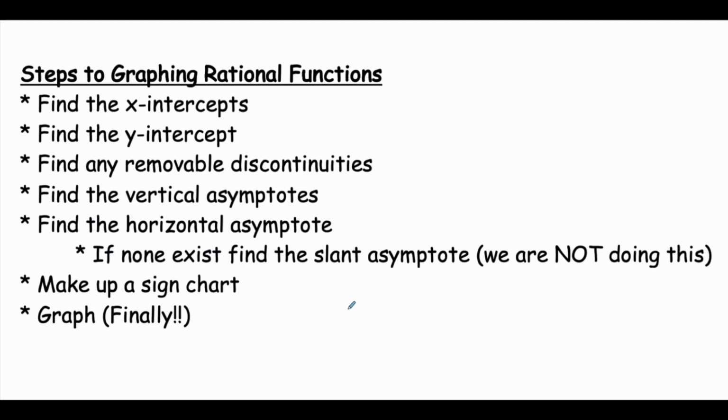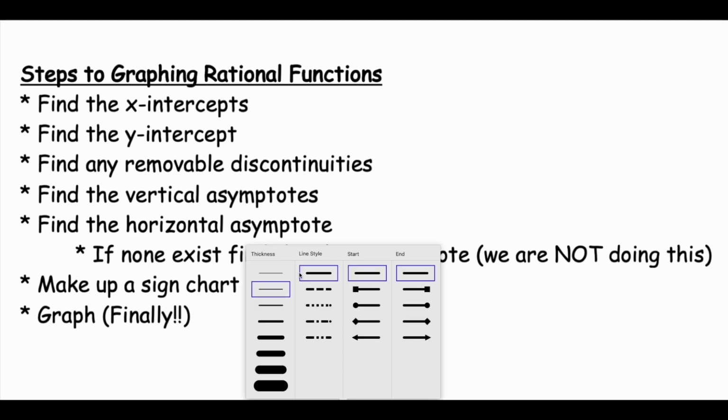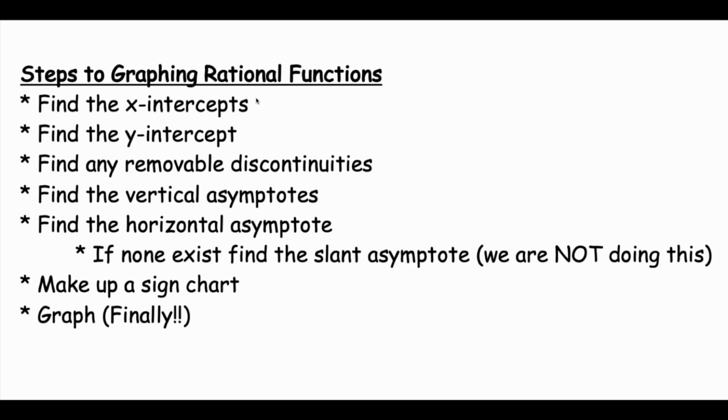Now, for these steps, we're going to do all of these different things, and then we'll put it all on the graph. So I'll just run through this again real quick. You can make your little side notes here. So finding x-intercepts. How do we find x-intercepts? Well, the x-intercepts occur where the numerator is equal to 0. Y-intercepts, to get the y-intercepts, we plug in 0 for x and simplify.